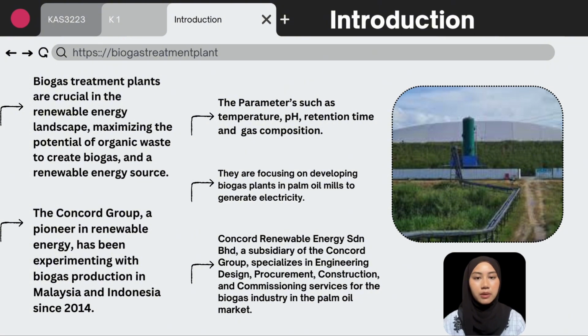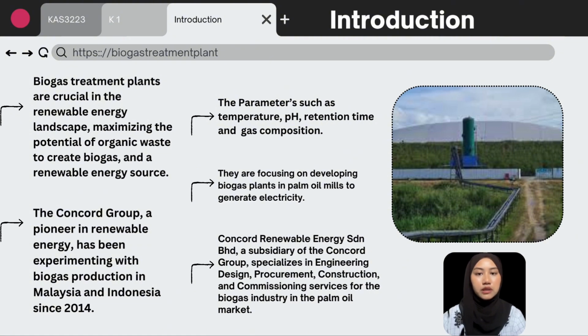The introduction about biogas treatment plant: biogas treatment plants are crucial in the renewable energy landscape, maximizing the potential of organic waste to create biogas as a renewable energy source. We had a visit to the biogas treatment plant in Kemaman, Terengganu, Malaysia.